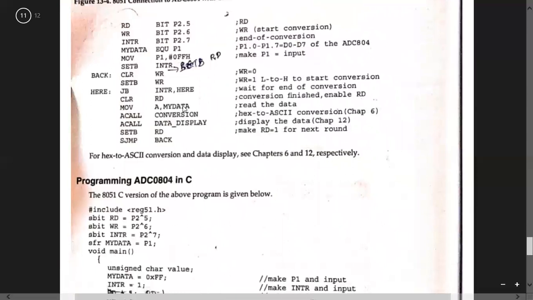The data is already converted from analog to digital in this line, clear RD itself. Now, in order to display the data, we are writing the further steps. My data is moved to the accumulator. After moving to the accumulator, I am calling the subroutine, ACALL conversion. How it is converting is not given, but it converts hex data to ASCII.